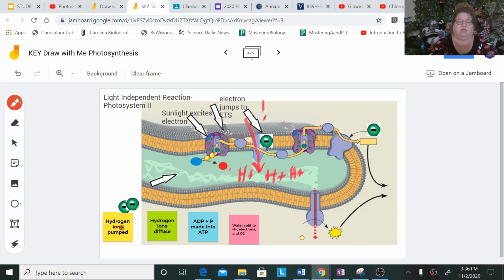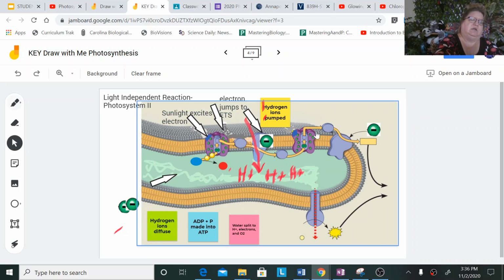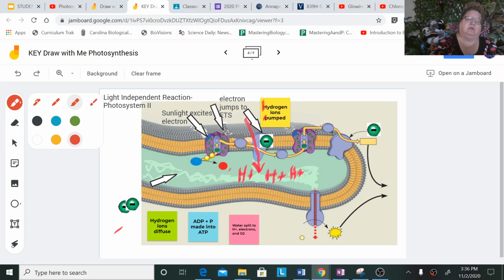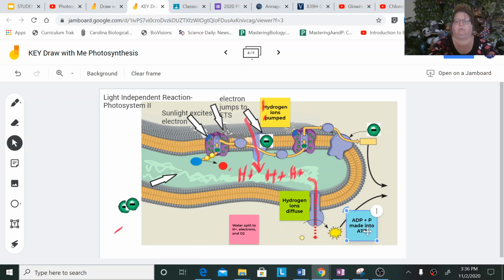So let's go ahead and add our sticky note. Hydrogen ions can get pumped right here. And then hydrogen ions are going to want to diffuse. Oh, sorry about that. Hydrogen ions are going to want to diffuse through our ATP synthase. So hydrogen ions diffuse. And ADP is going to be made into ATP.